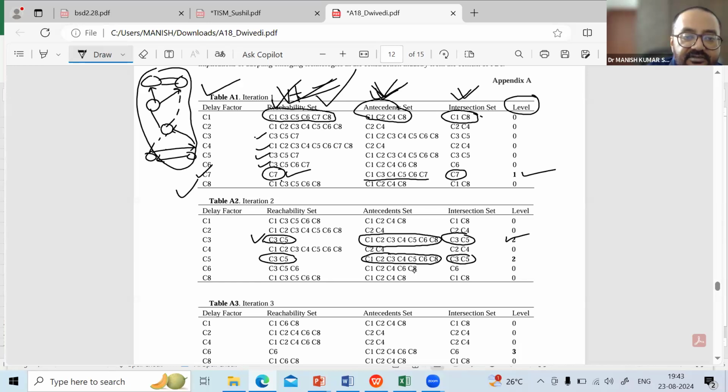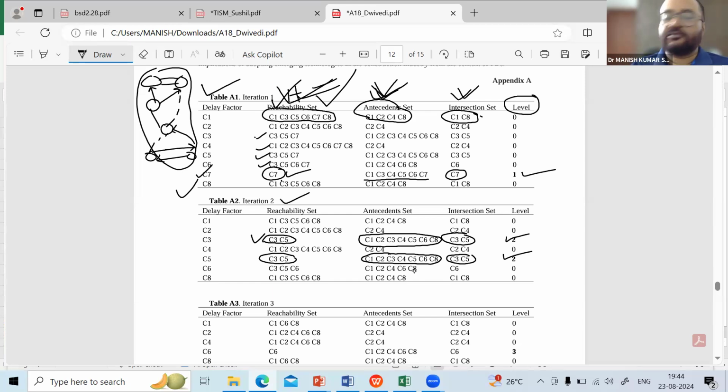In this situation, if the commonality is such that all the members of the reachability set are also part of the antecedent set, then leveling will start. Because in the same iteration 2 it happens, both of them will be level 2.